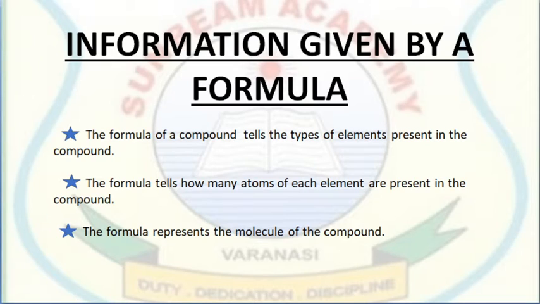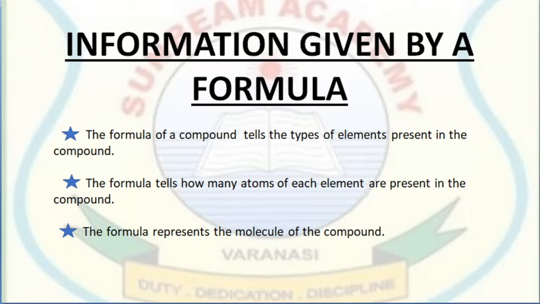Now children, come to the next topic, that is information given by a formula. Let us take an example and explain what information the formula of a compound gives. Like the formula of water, it gives us the following information. The first one, water is made up of two elements, hydrogen and oxygen. So we can say that the formula of a compound tells the types of elements present in the compound.